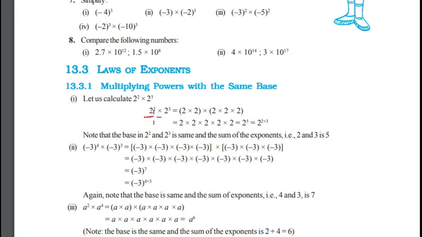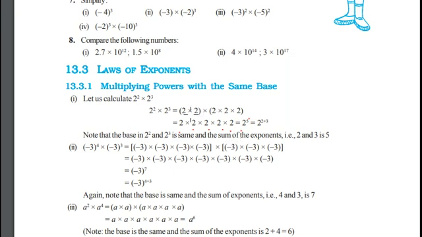Here 2 to the power of 2 is expressed as 2 times 2 and 2 to the power of 3 is expressed as 2 times 2 times 2. We are multiplying these two numbers. So what do we get? Here we can notice 2 times 2 times 2 times 2 times 2. 2 is repeated 5 times. We are multiplying 2 five times. So this can be written as 2 to the power of 5.